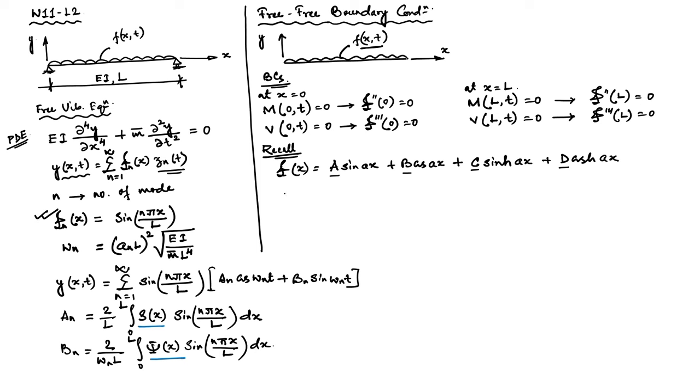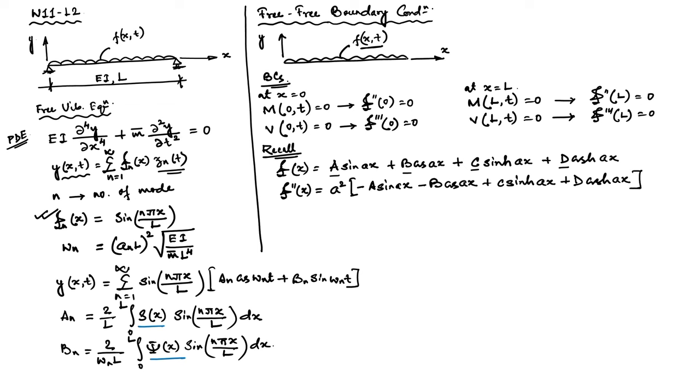Now, here in this case, what we have to do? We have to differentiate this expression twice to satisfy the first condition and then thrice for the second condition at both x equal to 0 and x equal to L. So, if we differentiate this expression of phi of x, then what we have is a square, then minus a sin a x minus b cos a x plus c sin hyperbolic a x plus d cos hyperbolic a x.